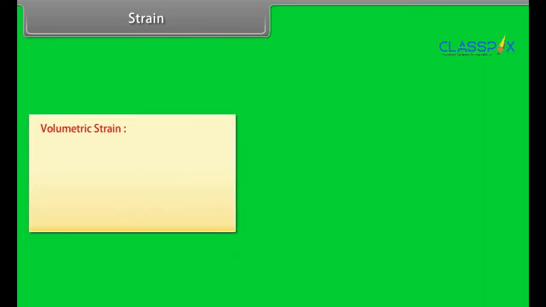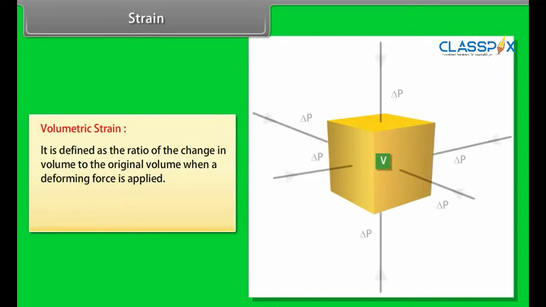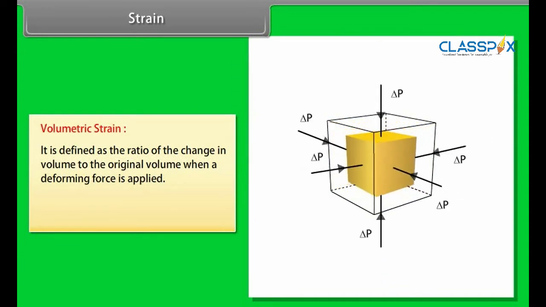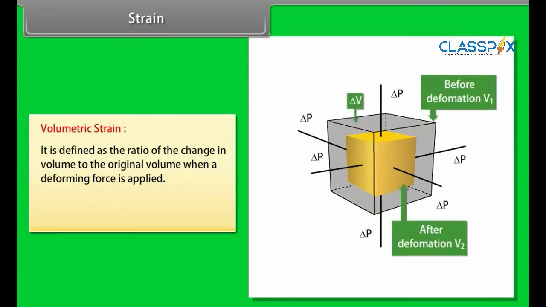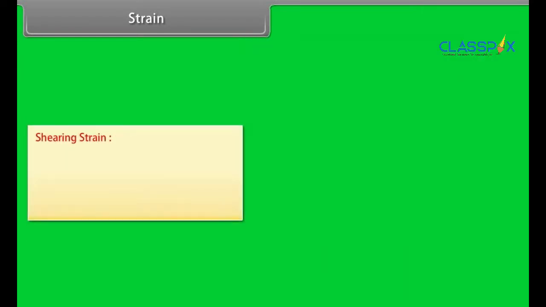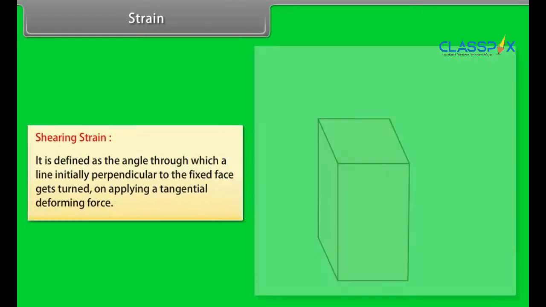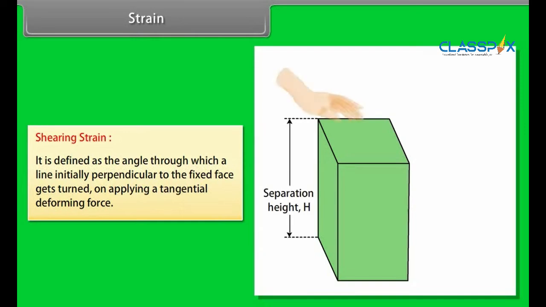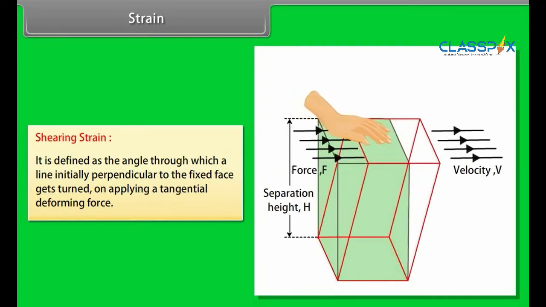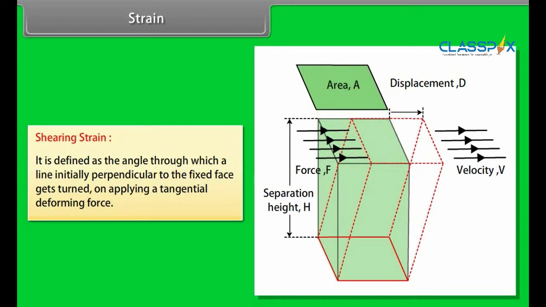Volumetric strain. It is defined as the ratio of the change in volume to the original volume when a deforming force is applied. Volumetric strain is equal to minus delta V by V. Shearing strain. It is defined as the angle through which a line initially perpendicular to the fixed face gets turned on applying a tangential deforming force.